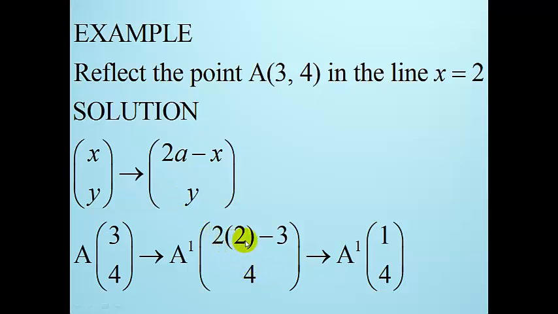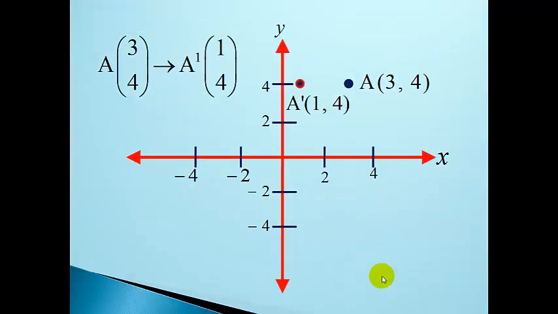Now 2 times 2 equals 4, and 4 minus 3 equals 1. So we have (1, 4). Therefore the image A prime of the point A(3, 4) is (1, 4). Now the coordinate of A is (3, 4), so we have 3 on the x axis and 4 on the y axis. This is the point. And the image A prime has now given us (1, 4), so we have 1 on the x axis and 4 on the y axis. And so this is the point A prime (1, 4).